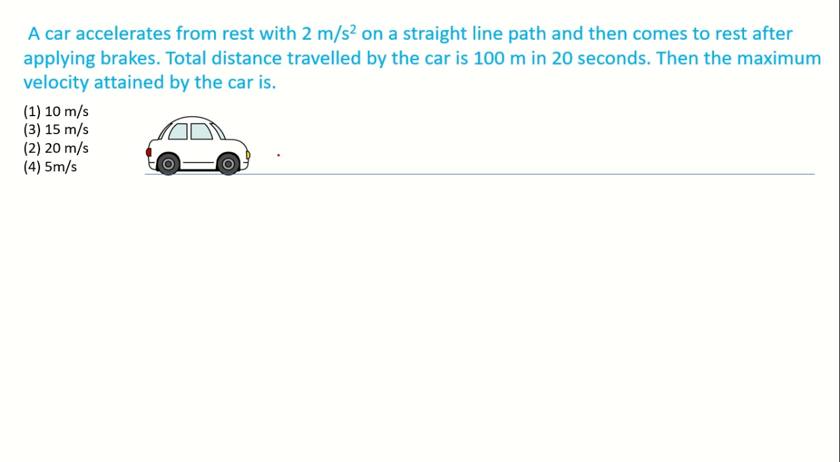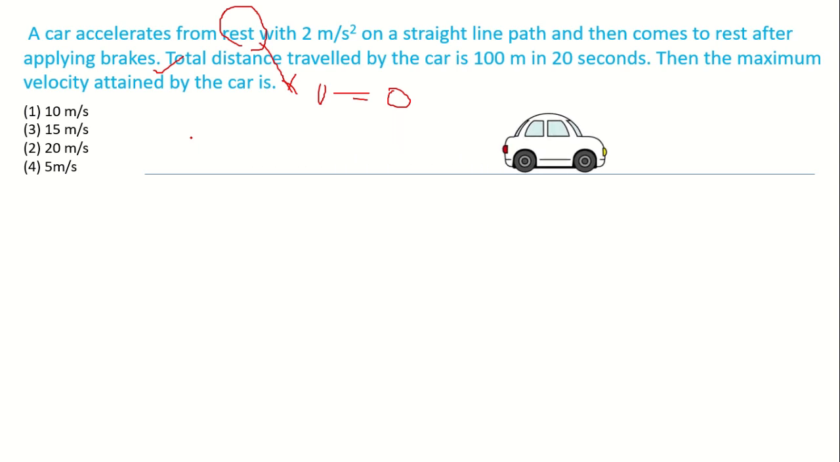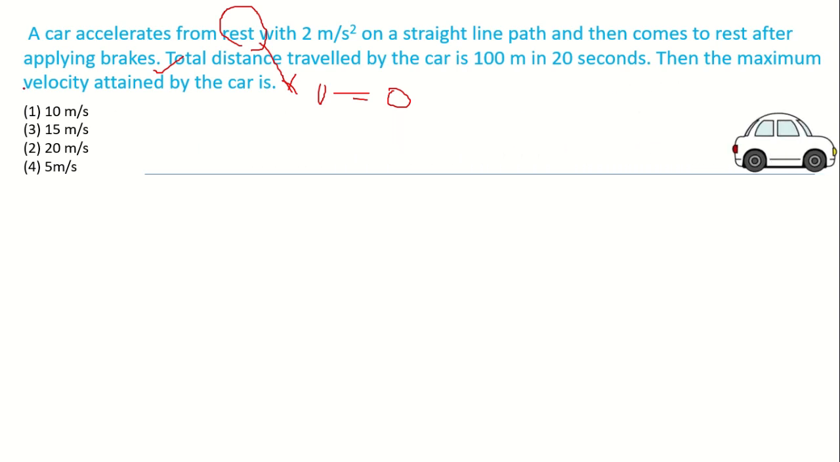In this question, it is said that a car accelerates from rest. Remember this, when rest is said, the initial velocity u is equal to 0, with 2 meters per second square on a straight line path and then comes to rest after applying brakes. It means that there is a car and it accelerates with 2 meters per second square and it comes to rest after applying brakes. Now we have to calculate the maximum velocity attained by the car when the total distance traveled by the car is 100 meters in 20 seconds.